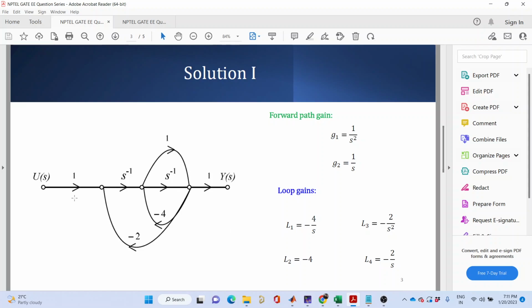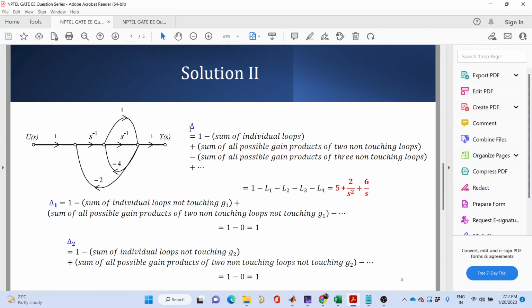So L1 is minus of 4 by s. This is the loop that I'm talking about. Look at the flow of the cursor on the screen. Minus of 4 by s is this loop, which I am indicating by my cursor. Minus of 2 by s square is the bigger loop, on which the cursor is moving right now. L2 is 1 into minus 4, that is this loop. And L4 is 1 by s into 1 into minus 2. So these are the four loops that you have to consider while solving the sum.